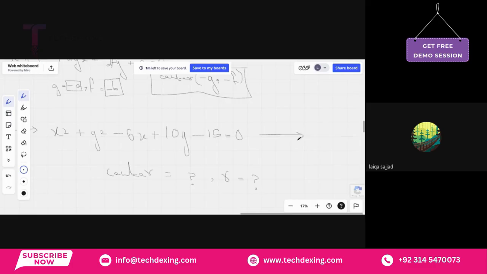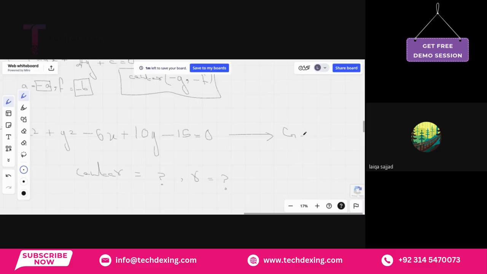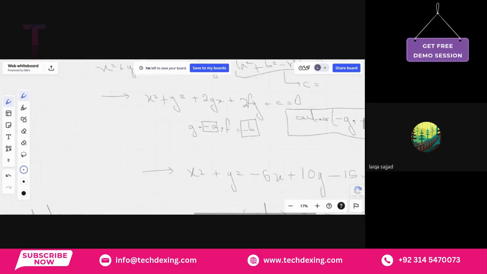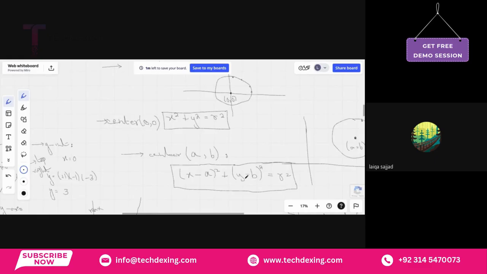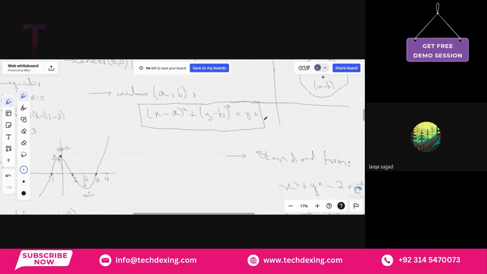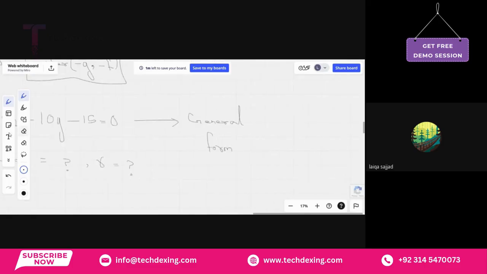Whenever you are given a general form and you are asked to tell the center and the radius, you can first convert the general form into the standard form. Sorry, this is the standard form and this is what we call the general form. This is the general form and this is the standard form that is given. So first we have to convert it.